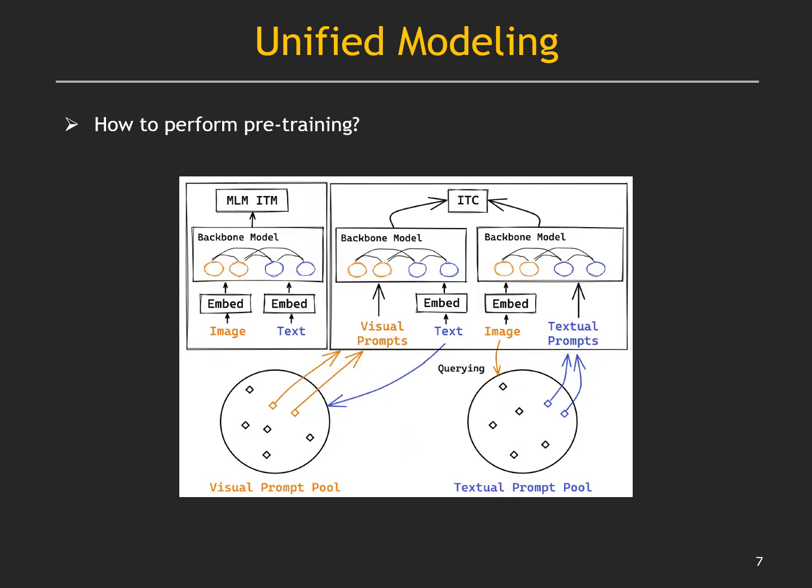Owing to the unified image and/or text input formulation, we can adopt pretext tasks of both fusion encoders and dual encoders. Specifically, for the masked language modeling and image-text matching objectives, the model will take the image and text as input naturally. For image-text contrastive, the model will encode image and text separately, and when one of the modalities is missing, the model will retrieve the prompts of the other modality to fill the missing input. Therefore, it can learn the three types of objectives with a single model.